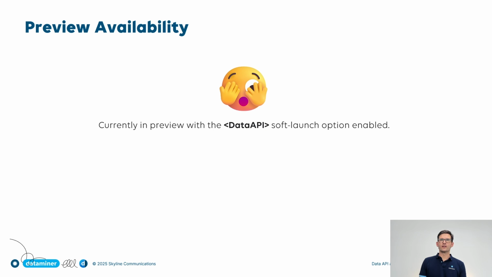Before we begin, Data API and scripted connectors is still in preview. You can enable that with the Data API soft launch option. If you spin up a DataMiner in the cloud, if you spin up a DaaS system, Data API is enabled by default, so you don't have to worry about that there. If you want to do that on an on-prem system, you will need to look in the help on how to activate the soft launch.